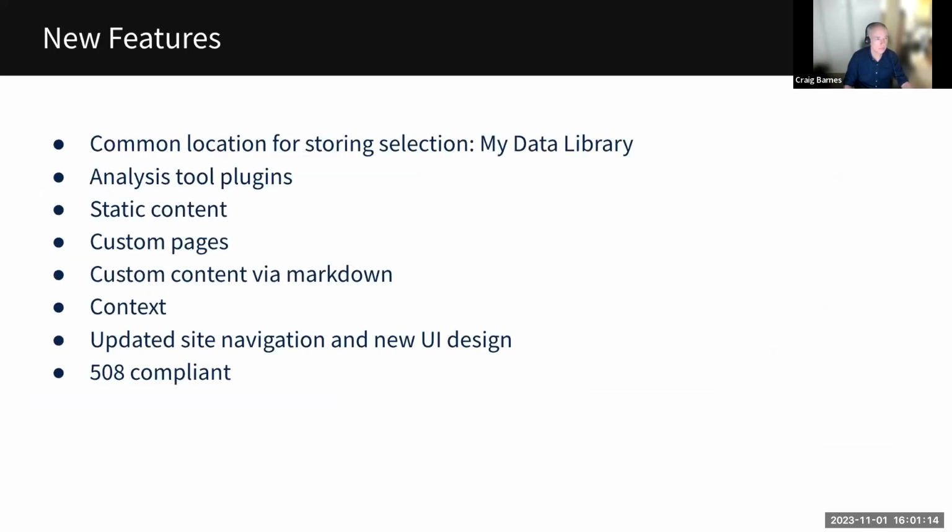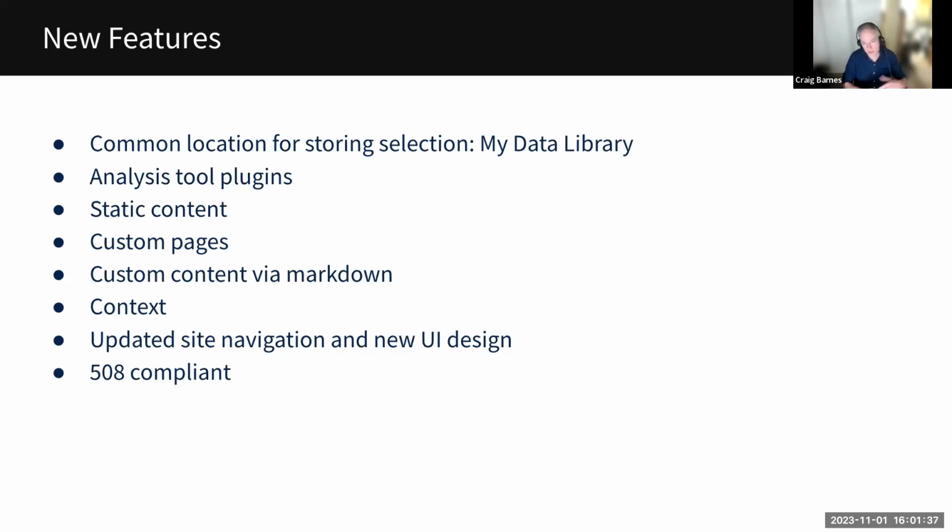Next slide, please. Because we're starting with a new framework, we have the ability to do a bunch of new features. So one thing we're looking into is a common location for storing selection. This is more along the lines of context. We call it my data library. Think of it as a cart, but a cart's a little different. This has some functionality that we're talking about and debating now.